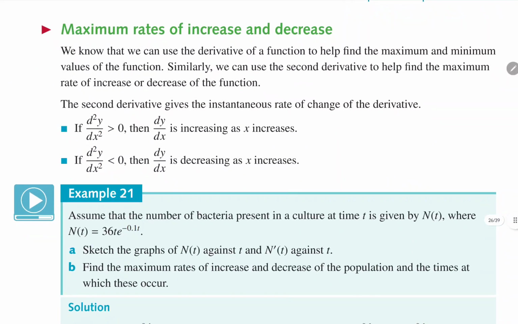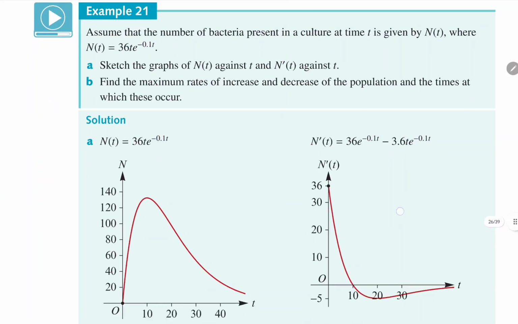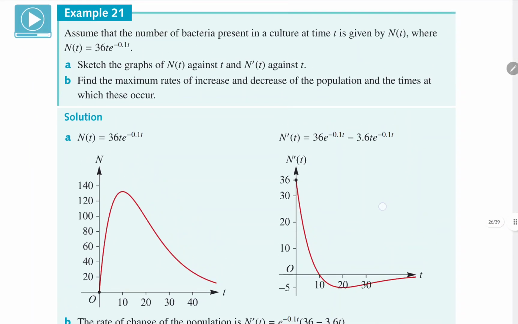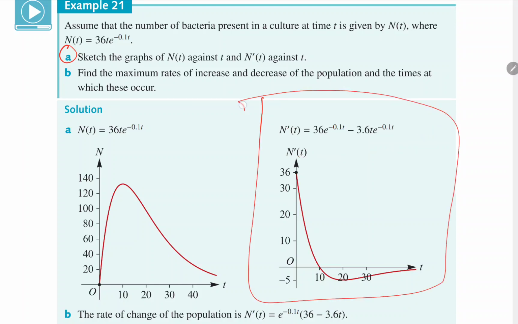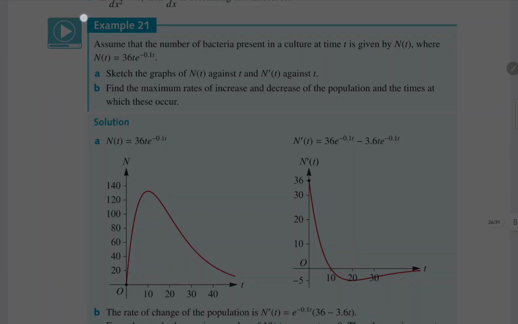Example 21. Maximum rates of increase and decrease. Okay, put it this way. This question is about reading the graph. So let's just say for question A, this is a calculator question. Let's say we were to sketch that. You get this. Focus on this side here. Actually, maybe I have to snip this into the notes.